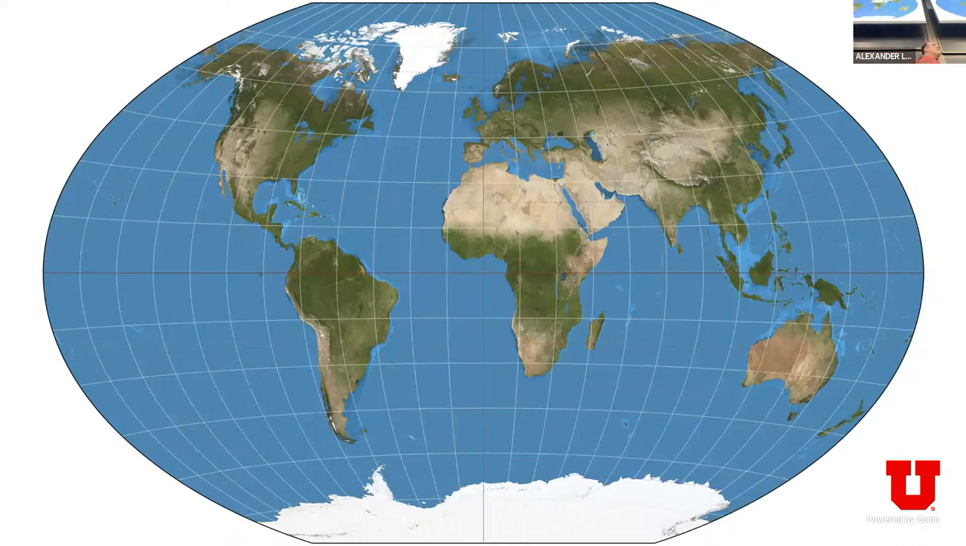And so that's a fair projection where Greenland is still maybe a little bit bigger than it's supposed to be, but you get a good sense of what is going on. And Africa looks definitely larger than Europe, right? Which it is by many, many times. And so all of this does make sense.